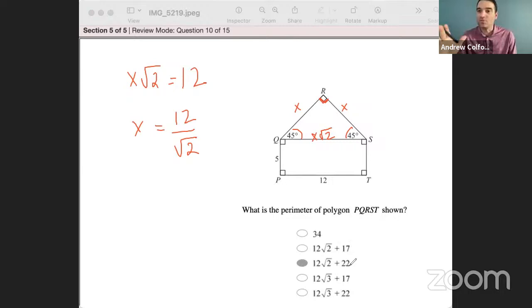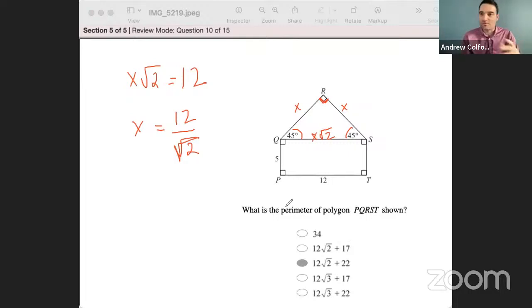And if what I'm about to do stresses you out too much, or you're worried you won't remember it, just use decimals, right? Just ask your calculator, what's the value of this? And you'll get a decimal value. So 12 divided by 1.41, whatever this comes out to on your calculator, is the decimal value of x.